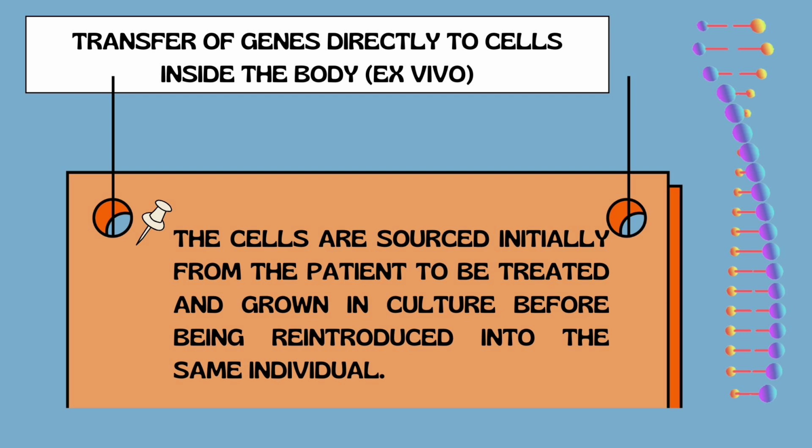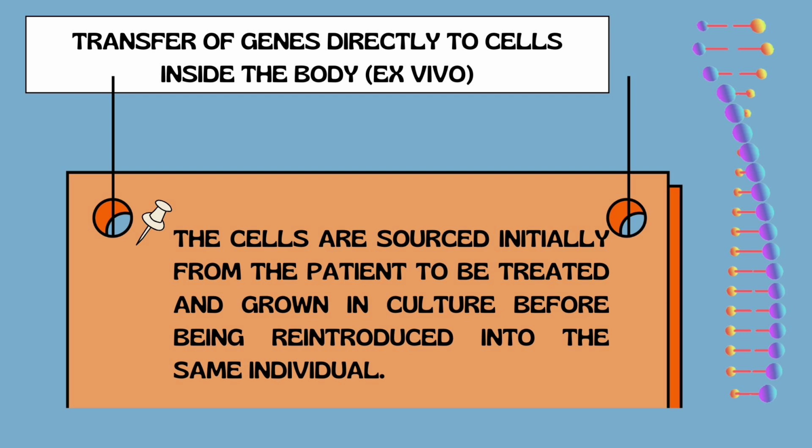Transfer of genes directly to cells inside the body, or in vivo. This diagram illustrates an in vivo gene therapy process, and here is the step-by-step process. First, harvesting: cells containing a defective gene are harvested from the patient. Cell growth in culture: these cells are grown in a culture outside the body. Viral infection: the cells are infected with a retrovirus carrying a recombinant RNA molecule containing a normal functional copy of the defective gene. The retrovirus is a vector designed to deliver the corrected gene without causing disease.